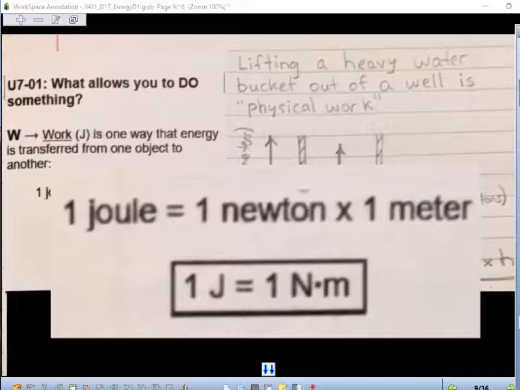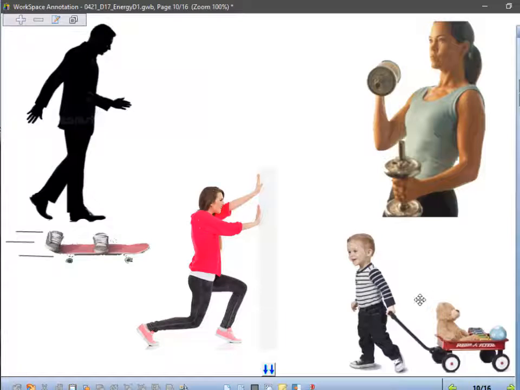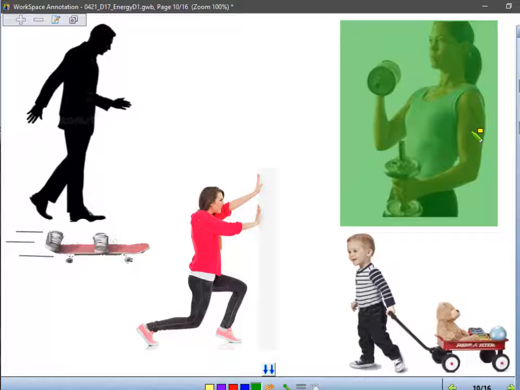So here are our 4 examples we started this video with. Which of these 4 are doing work, and which of these 4 are not doing work? Okay, first we'll start with the gal lifting weights. Is she doing work on the barbells? So remember, to do work, you have to have force and distance. Yes, she is doing work because the force is the weights themselves, lifting the weights, and then the distance is how far she lifts them up. So the force and distance, so she is doing work on the barbells.